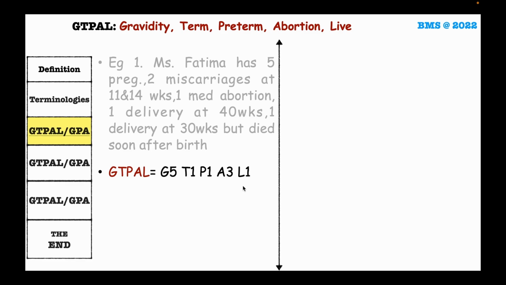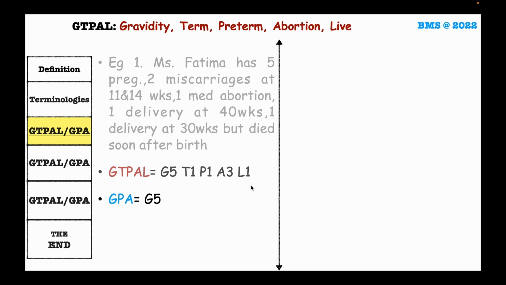Now, the number of deliveries or the number of babies born live is going to be only 1, which is the one she had at 40 weeks because we said the one which she had at 30 weeks died soon afterwards. So she has only 1 live baby born.